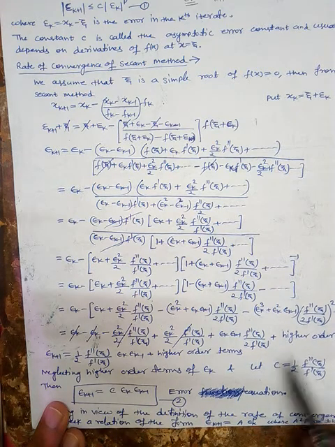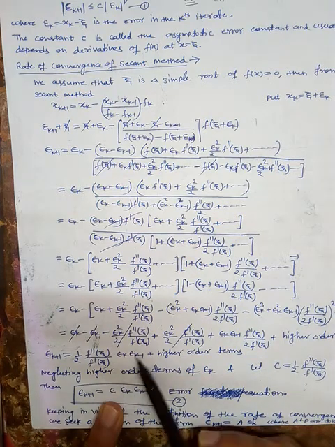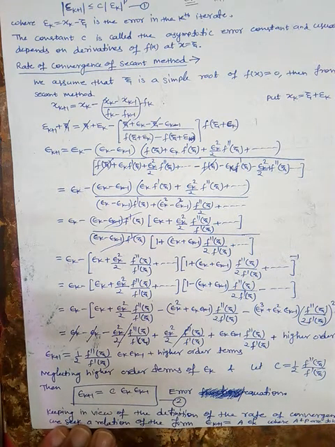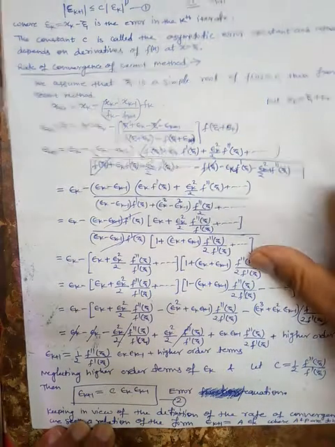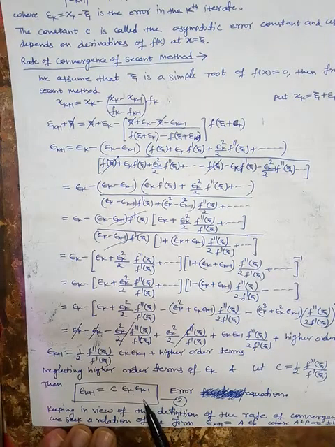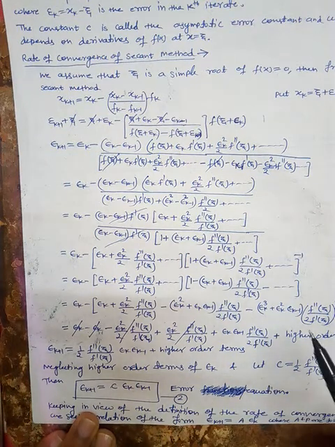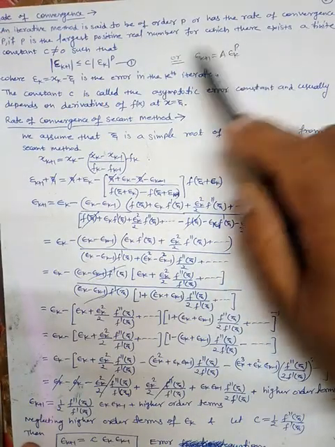So C is basically your asymptotic constant. Epsilon k plus 1 is C times epsilon k into epsilon k minus 1. This is basically the error equation for the secant method. Now we will use this error equation to find out the rate of convergence, keeping in view of this definition.